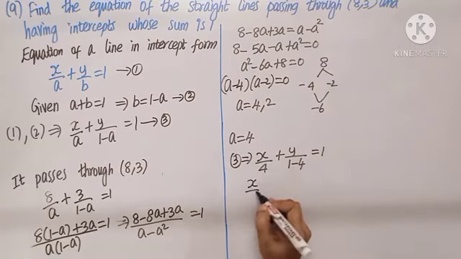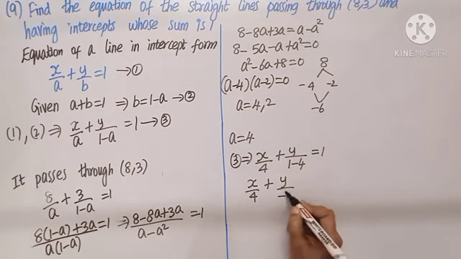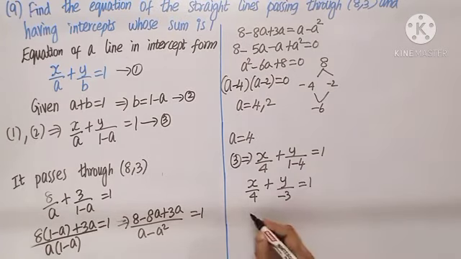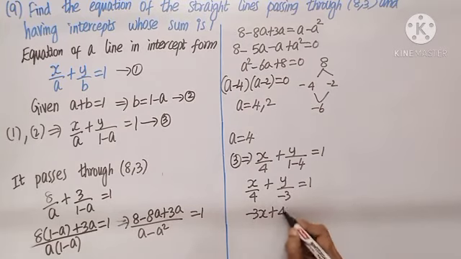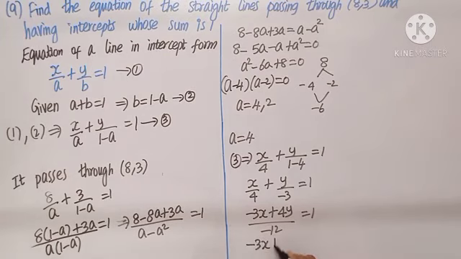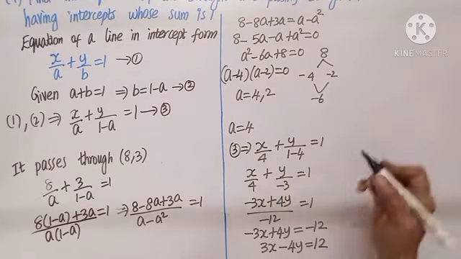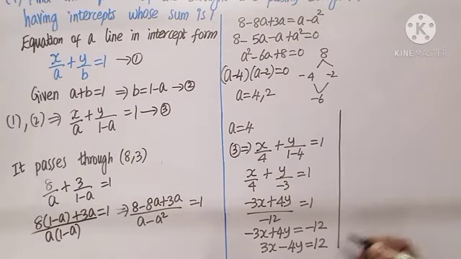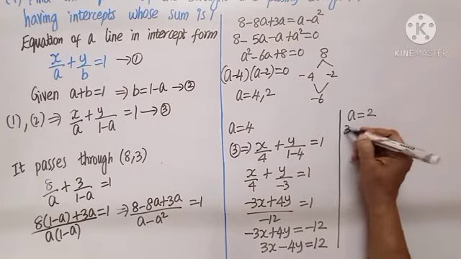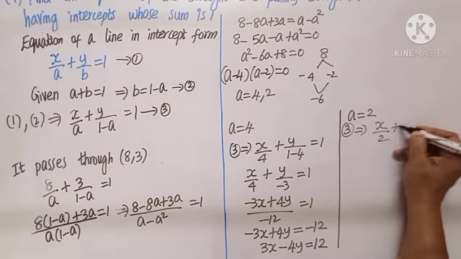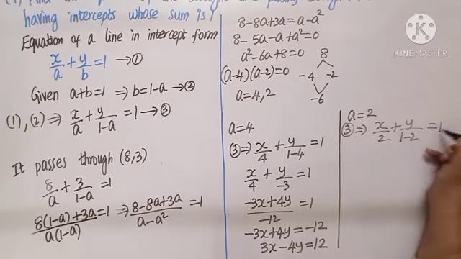x by 4 plus y by 1 minus 4, that is 1. Cross multiplying, minus 3x plus 4y by minus 12 is 1 or minus 3x plus 4y is minus 12. Changing the sign throughout, 3x minus 4y equals 12. As we complete the equation using a value 4, let us find out the equation using a value 2. That is x by 2 plus y by 1 minus 2, which is 1.